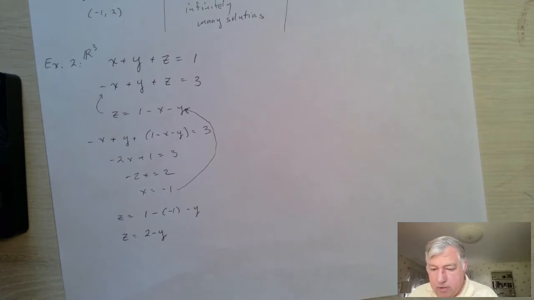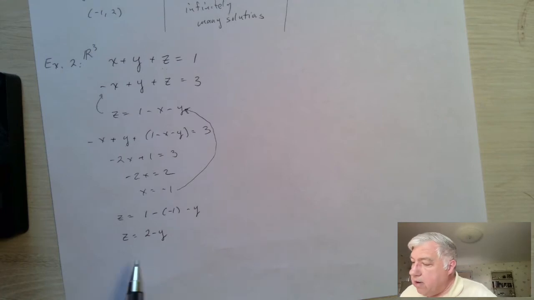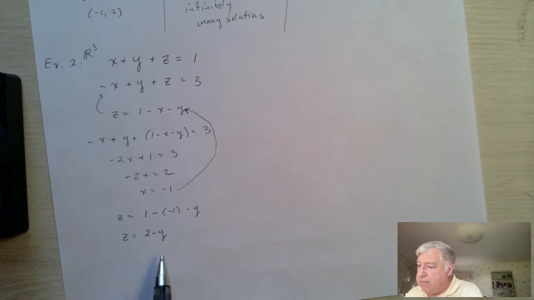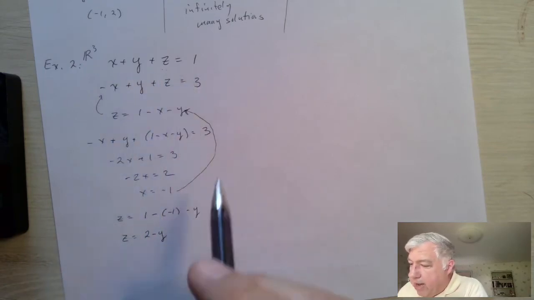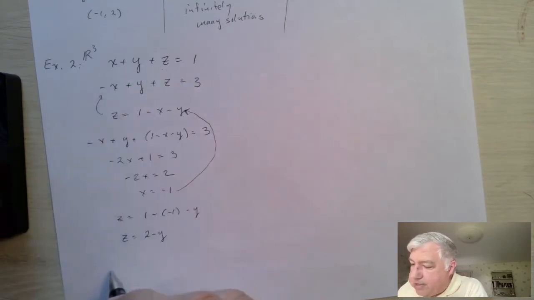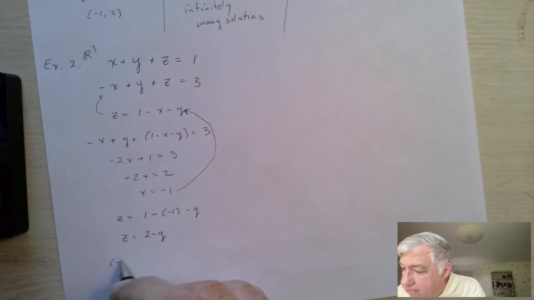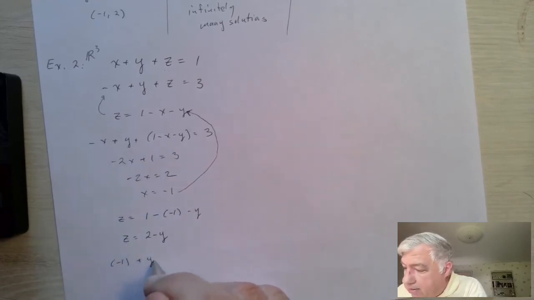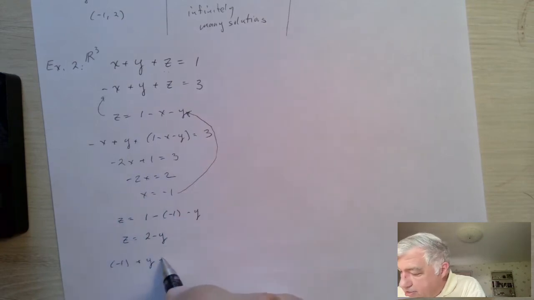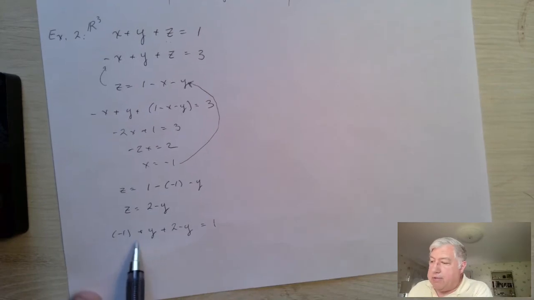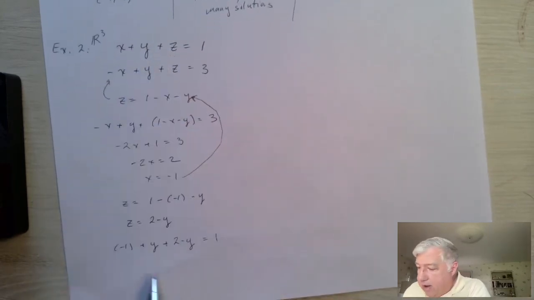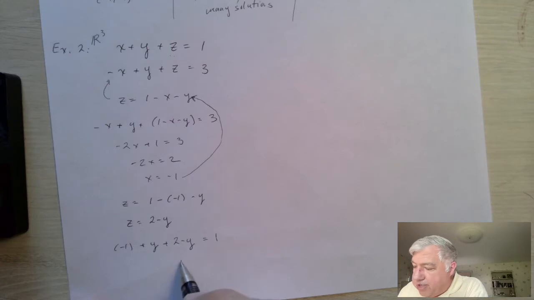So at this point, what can we do? If we try to find out what y is, maybe using our last equation here, we'll see that -1 plus y plus z, which is 2 minus y, equals 1. We get this from plugging it in here. And when the y's cancel, we just get 1 equals 1.